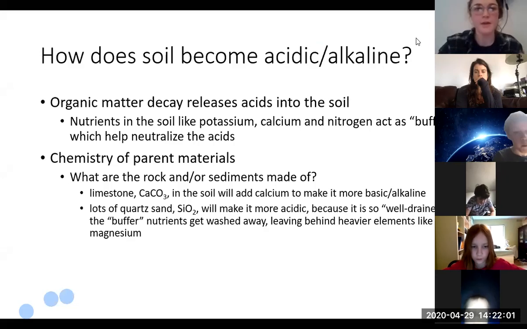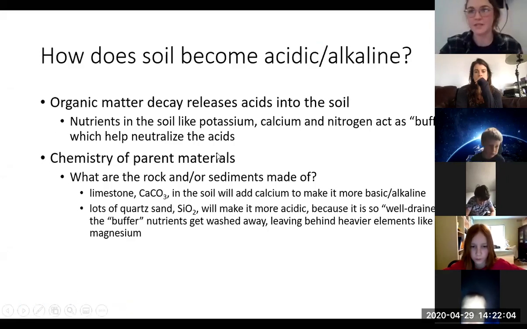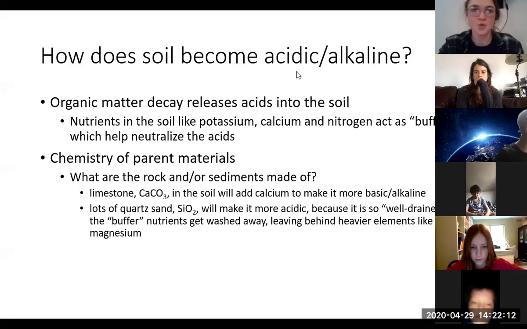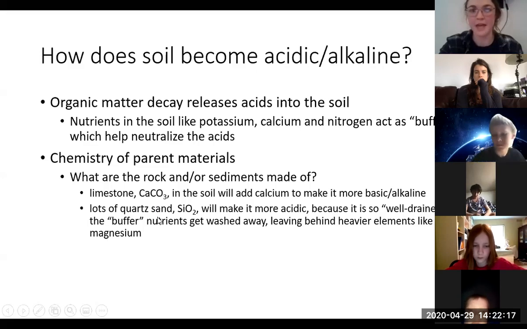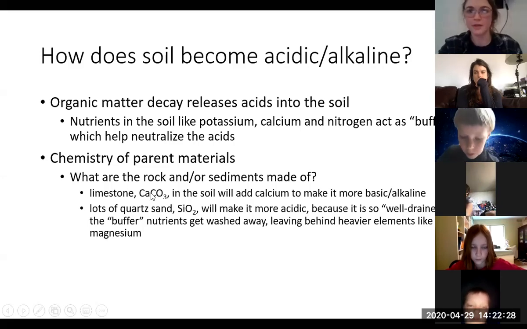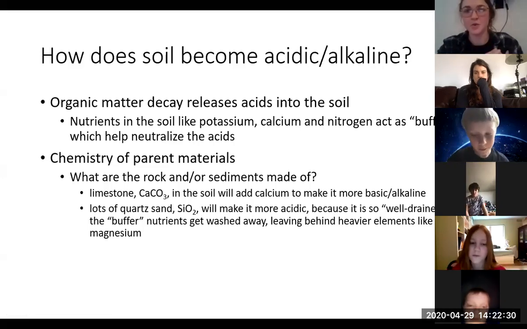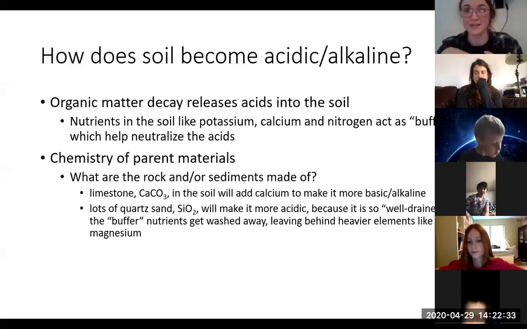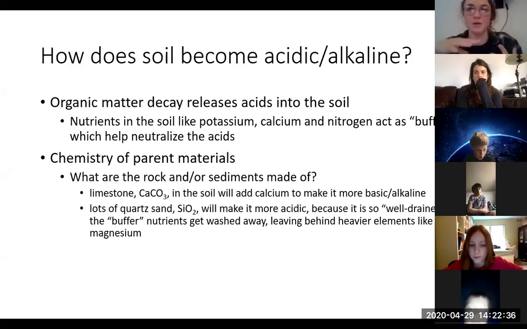And so that goes into the chemistry of these parent materials, determining how soil becomes acidic and how acidic it becomes. So when you have a soil with lots of limestone in it, the chemical formula for limestone is calcium carbonate. So the Ca is the calcium, the CO3 is the carbonate. And then when that reacts with the acids that come down into the soil, or maybe acid rain too, which is another thing that makes soil acidic, that will react to make it more towards neutral.